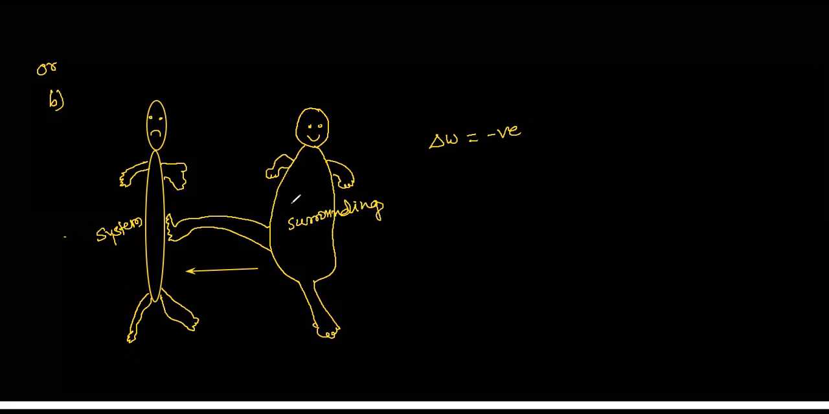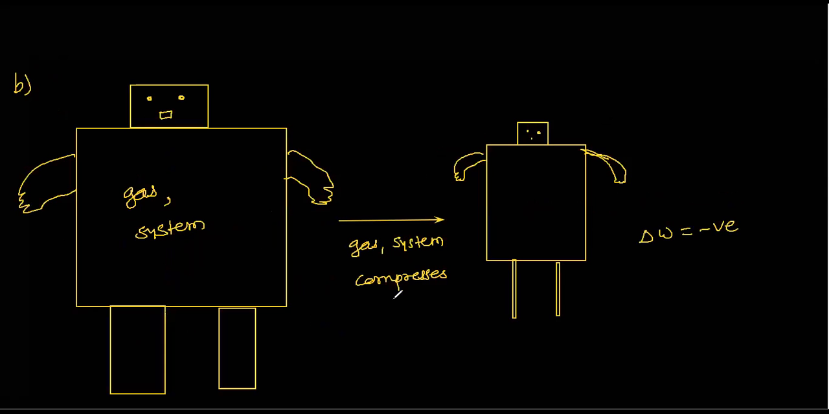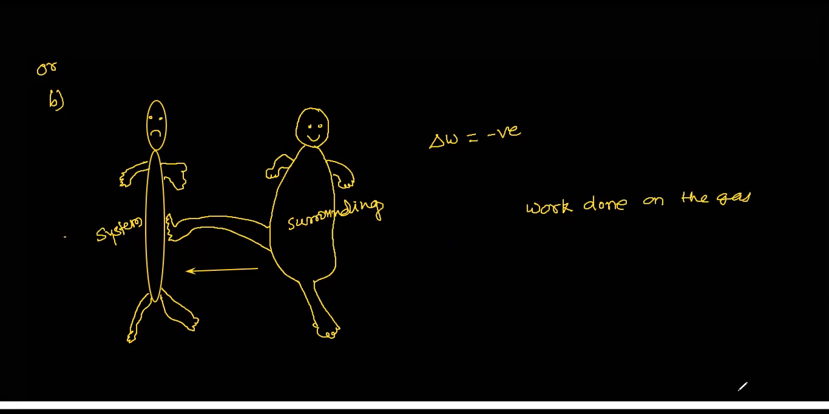है कि नहीं? अब समझ में आ रहा है? Surrounding and system. Then delta W is negative. Work done on the gas. है ना? Work done on the gas. Then it is negative. इस पे किया है ना? इसको लात मारिए, right? So here it is, gas system compresses, right? Gas or system compresses, or work done on the gas.